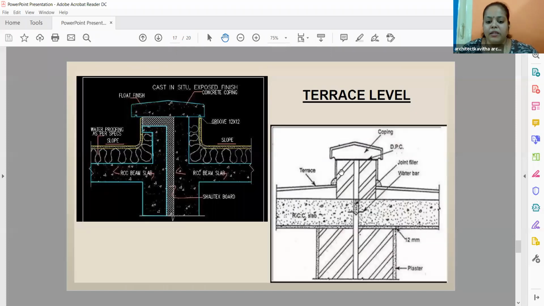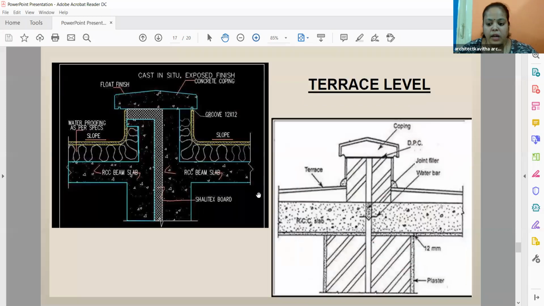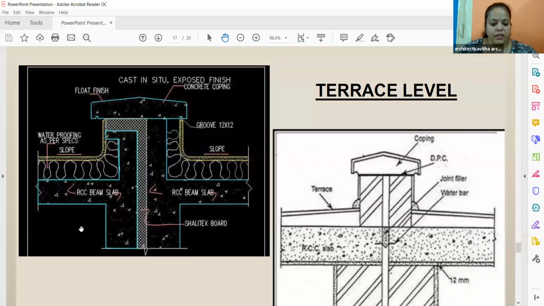Next is at the terrace level. So I'll just zoom. There are two kinds. First is this. If you see, we have a Shalitex board here. Again, Shalitex board to fill that gap here.